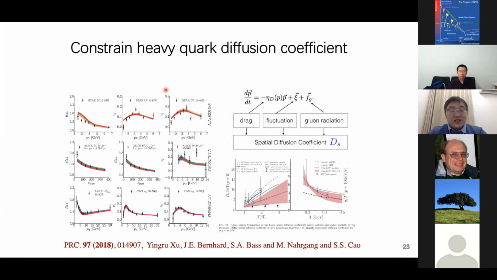This Bayesian analysis is also used to constrain the heavy quark diffusion coefficient. When a heavy quark traverses the quark-gluon plasma, its energy loss is sensitive to elastic scattering and gluon radiation. The data from STAR, ALICE, as well as CMS are used to constrain this diffusion coefficient Ds, and the result is given by this red band. The lattice QCD calculations are given by these black dots.